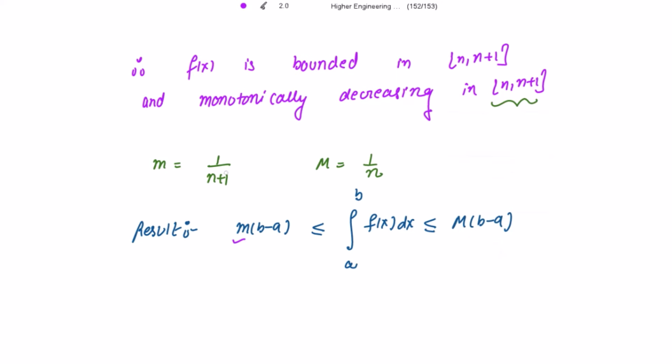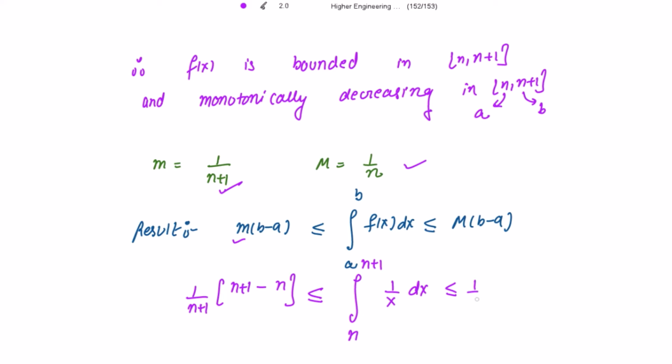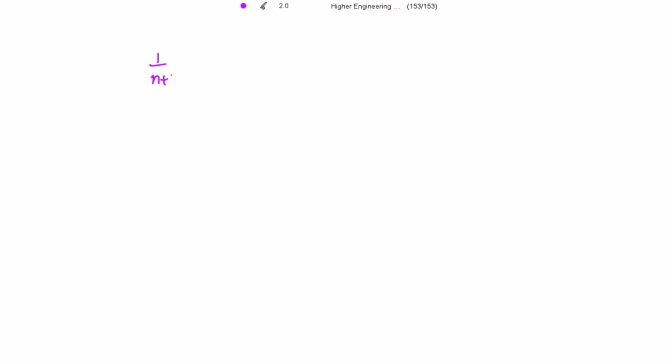So what is small m? It is 1 divided by n plus 1. And capital M is 1 by n. So this is 1 by n into n plus 1 minus n. So this is 1 and this is also 1. So we get 1 divided by n plus 1 less than equal to the integral from n to n plus 1 of 1 by x dx less than equal to 1 divided by n.